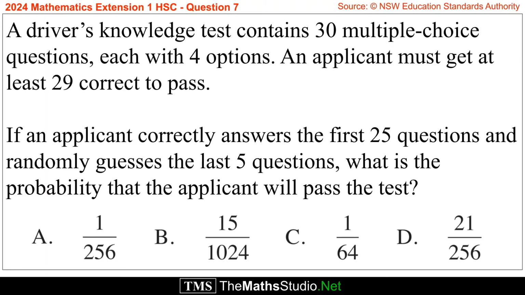Question 7. A driver's knowledge test contains 30 multiple choice questions, each with 4 options. An applicant must get at least 29 correct to pass. If an applicant correctly answers the first 25 questions and randomly guesses the last 5 questions, what is the probability that the applicant will pass the test?